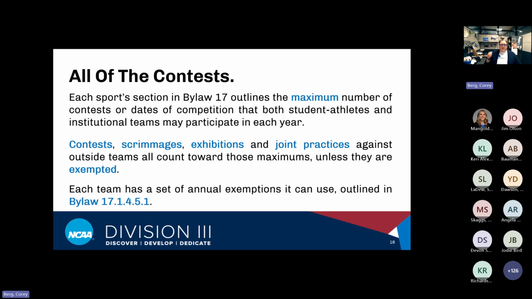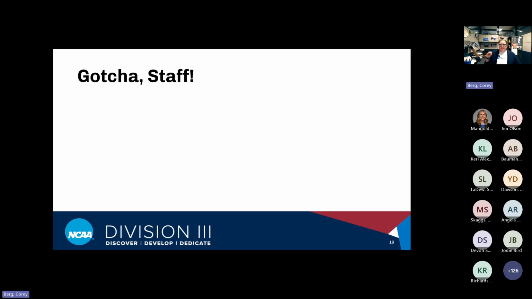So luckily, there is a list of exemptions that every team has access to on an annual basis. And where you find that list is in Bylaw 17-1451. So the best way for me to kind of show you how contest maximums and exemptions and scrimmages and exhibitions kind of all play nicely together is to use an actual question that we get from the membership without fail every year going into the fall.